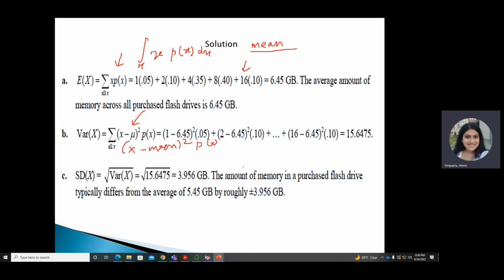All these formulas will be given at the back of your paper. It's just that you should know how to use them. That's how easy it is.